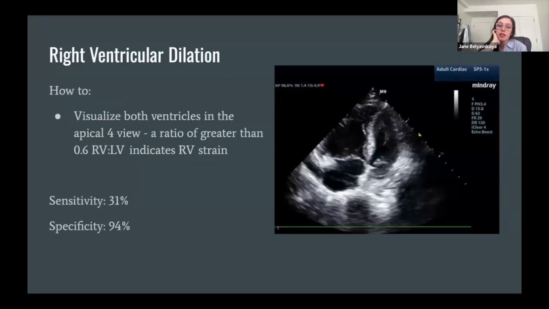The next thing you can look for is right ventricular dilation. This can be seen better in your apical 4 view, where you can visualize both ventricles and compare the two. In a normal patient, your left ventricle should be about 2/3 the size of your right ventricle. So if you see that the right ventricle is about the same size as the left ventricle or larger, that should raise your concern for right heart strain and right ventricular dilation.